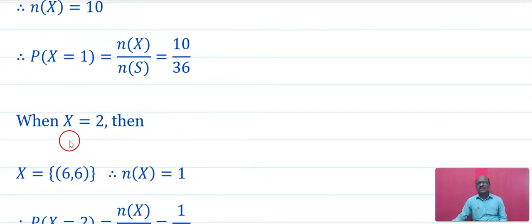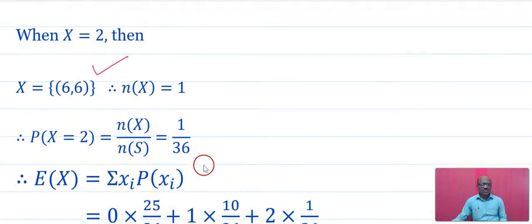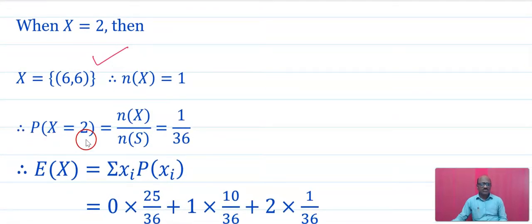When there are two 6's, this happens only a single time. Therefore, n of X is equal to 1. Therefore, P of capital X equal to 2 is n of X upon n of S, and that is equal to 1 upon 36.